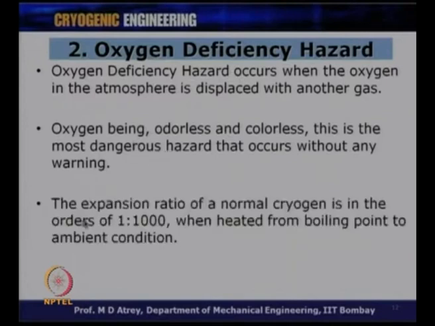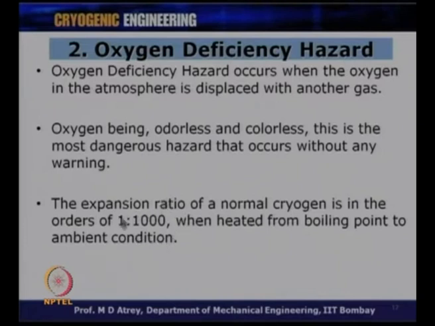All right. Why does this happen? The expansion ratio for a normal cryogen is in the order of 1 to 1000 when heated from boiling point to ambient condition. What does it mean? If you have 1 liter of, let's say, liquid oxygen or liquid air, when it becomes gas at ambient temperature, 1 liter can become 1000 liters around you. So 1 liter of cryogen, if it gets heated to ambient temperature, will become gas, and at room temperature it will have 1000 liters of that gas.